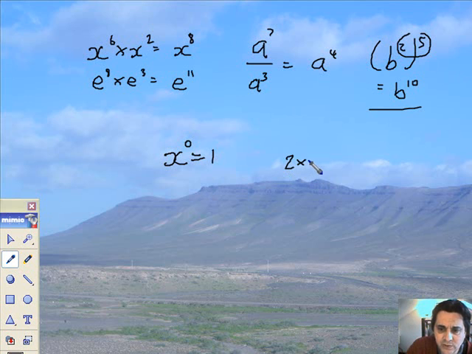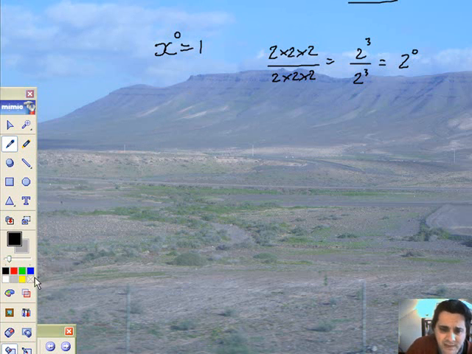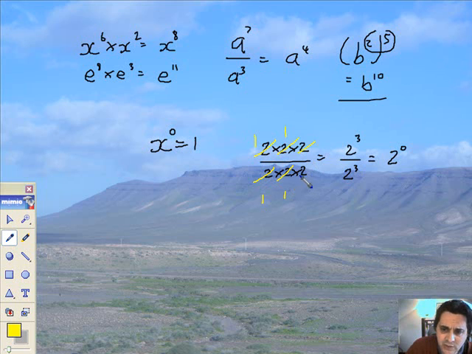I don't know, 2 times 2 times 2 divided by 2 times 2 times 2, it's just an example, right? I've got 2 to the power of 3 upstairs divided by 2 to the power of 3 downstairs. I have got 2 to the power of 3 take away 3, 0. But look at all this. 2 divided by 2 is 1. 2 divided by 2 is 1. 2 divided by 2 is 1. 1 divided by 1 is 1. So 2 to the power of 0 equals 1.